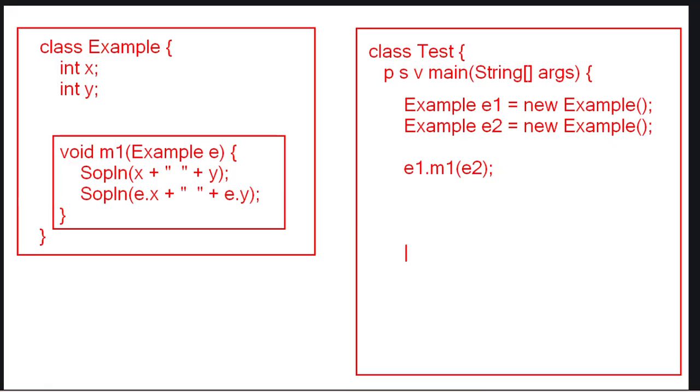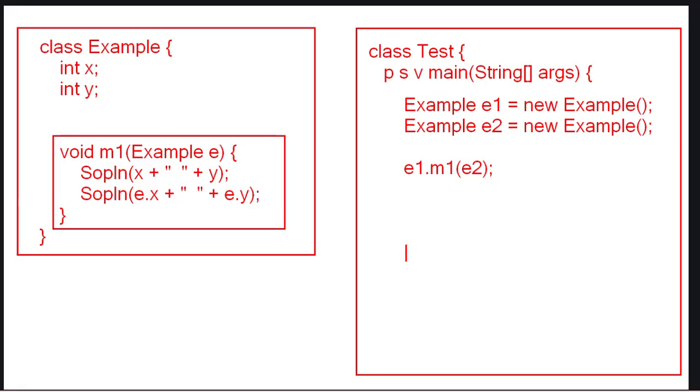The current object is also passed into that method. The argument also will pass into that method. How many objects are going into that method? Two objects, E1 and E2. The E1 object is going into the M1 method as the current object. The E2 object is going into the M1 method as the argument object. Now tell me, inside the M1 method, x y values are read from which object?